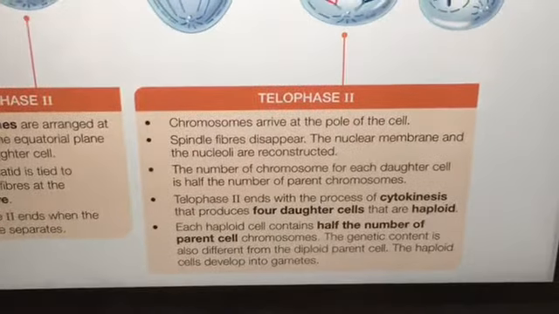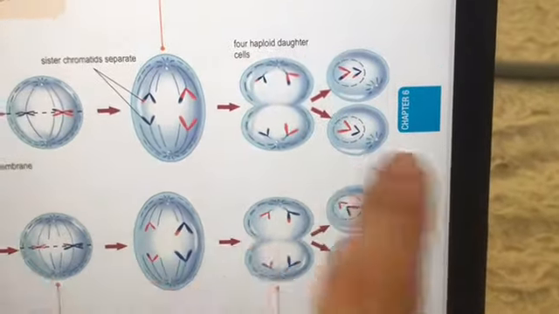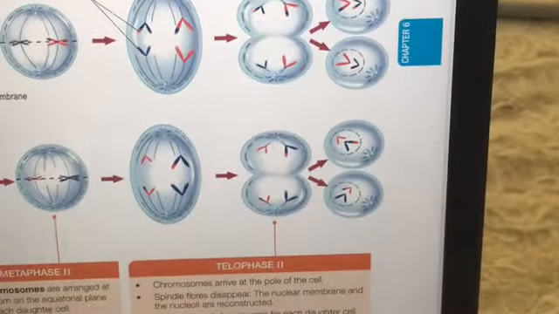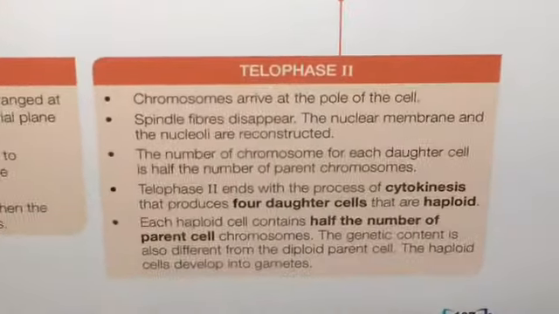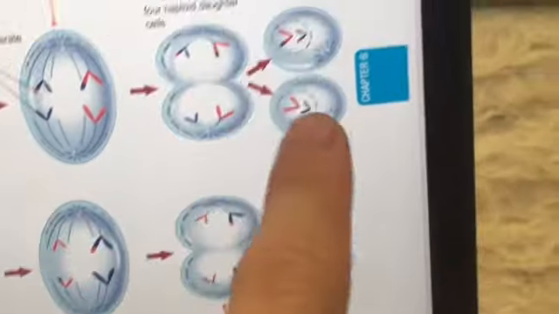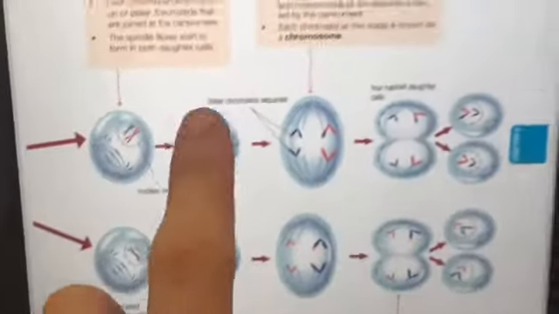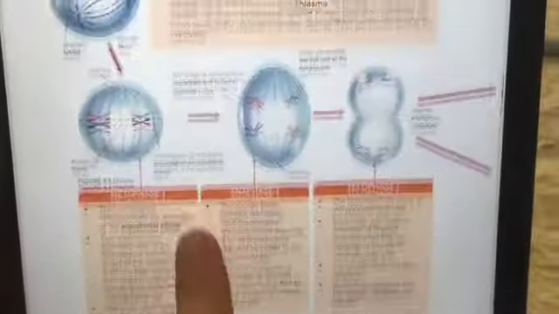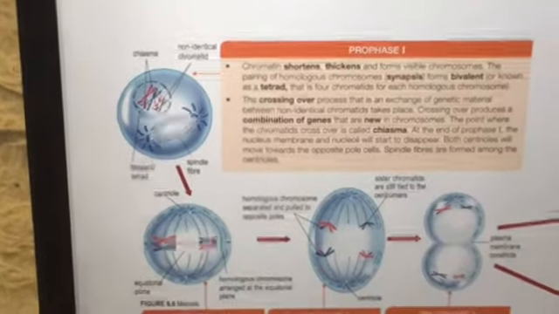The number of chromosomes for each daughter cell is half the number of parent chromosomes. Okay, this one, so we have 1, 2, 3, 4 daughter cells for meiosis. They are half the number of parent chromosomes. So let's see here, we have 1, 2, 1, 2, 1, 2, 1, 2. So each cell has 2 chromosomes, all came from one parent cell that has 1, 2, 3, 4 chromosomes.